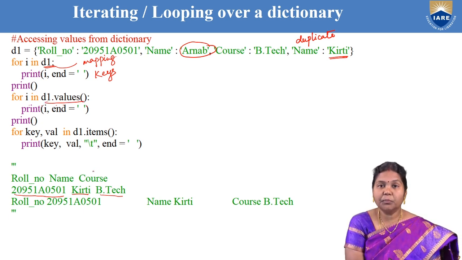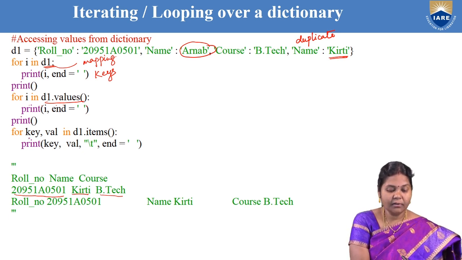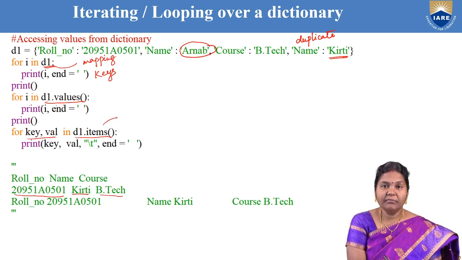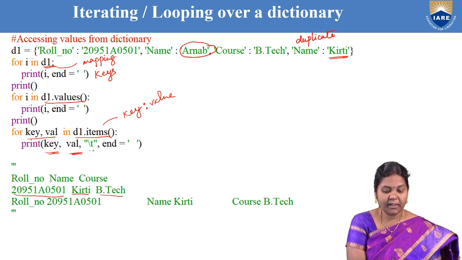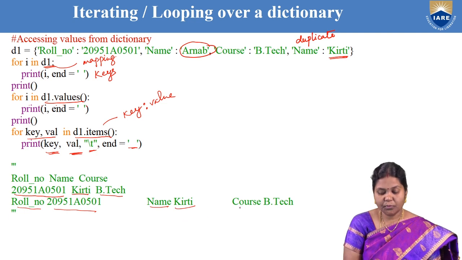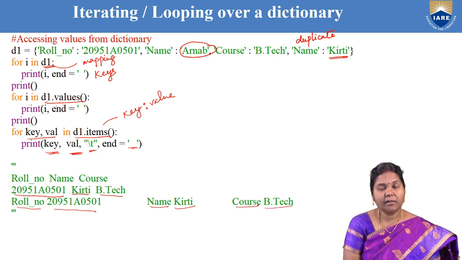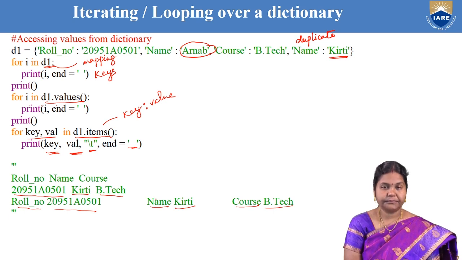Now, if you want to see both as a key value pair, keys and its associated values, then you can write for key comma value in D1 dot items. D1 dot items, every item is nothing but its key value pair. So, it will retrieve both its key and its value, separated by one tab space which we have given. After printing each key value pair, there will be one tab gap. So, you can see here the roll number and its associated value, then name and its associated value, and course and its associated value. So, the set of key value pairs are displayed over here.